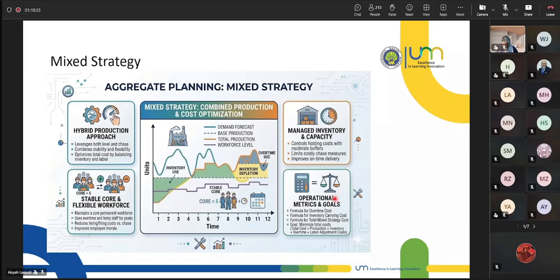I think that's, in a simple way, how we compare the leveling, chasing, and mixed strategies. Yes, very important. Yeah, thank you very much.